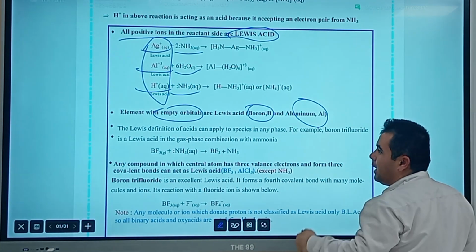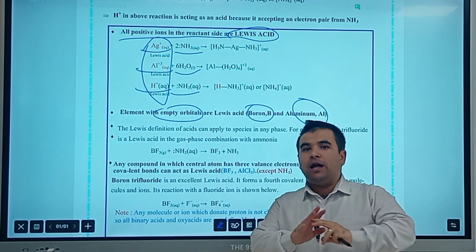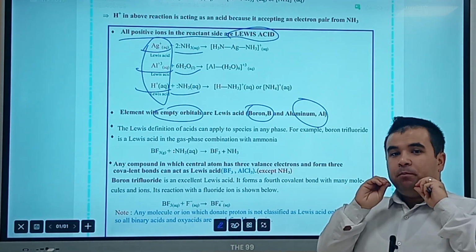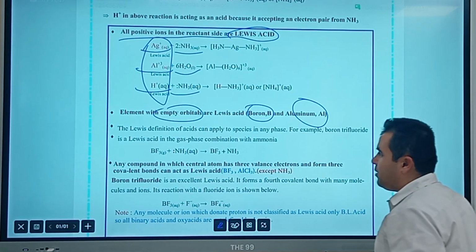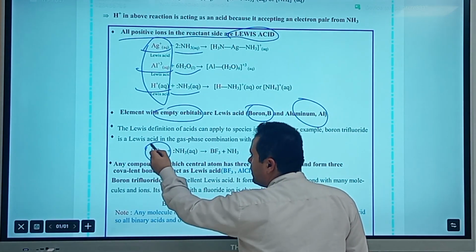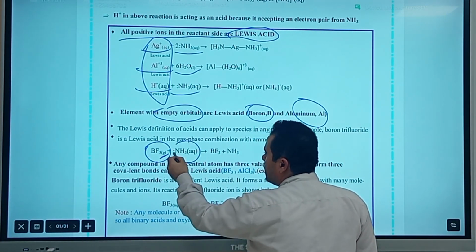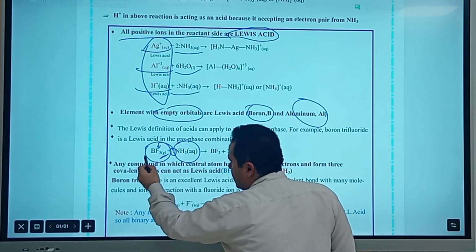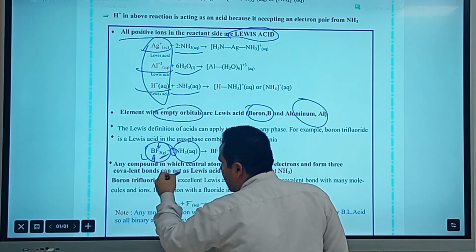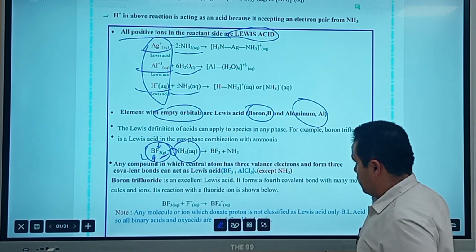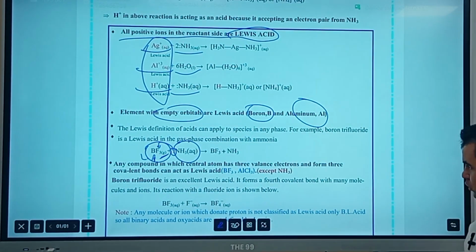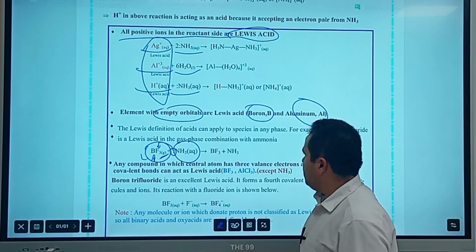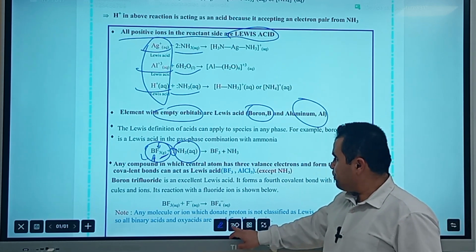The definition of Lewis can be applied for any chemicals regardless of the medium of the reaction, guys. Here, for example, BF3 in the gaseous state reacts with ammonia. So BF3 accepts a pair of electrons and it is a Lewis acid. That's why we have no restriction. This is an example to say we have no restriction of medium for a species to be a Lewis acid or a Lewis base.